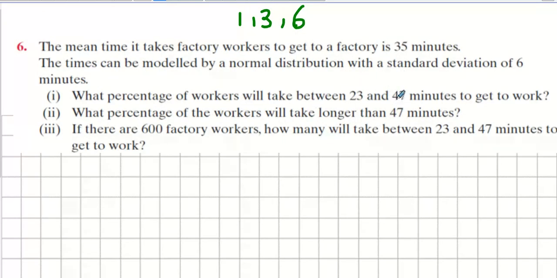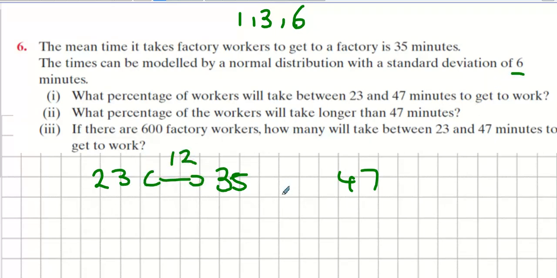What percentage now? Remember that the middle, the average is 35, yeah? And we're in between 47 and 23. Standard deviation of 6. So this means the gap is 12 either side, isn't it? And the gap of 12 either side is 2 standard deviations. Does that make sense? 2 standard deviations will give us 95% of all people get within that time. 2 standard deviations in either direction.